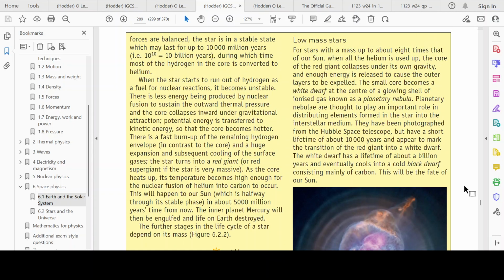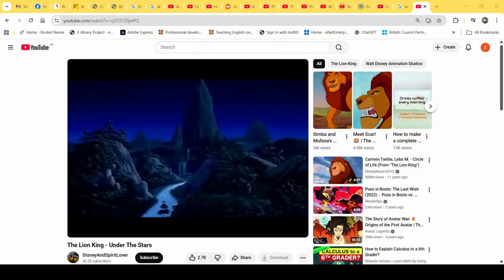So if you guys have seen the original Lion King, the animation, and that scene where Simba meets Timon and Pumbaa, and they're looking up at the skies. Let me see if I can pull that up. Just give me a sec. I found it. Let me share it with you.